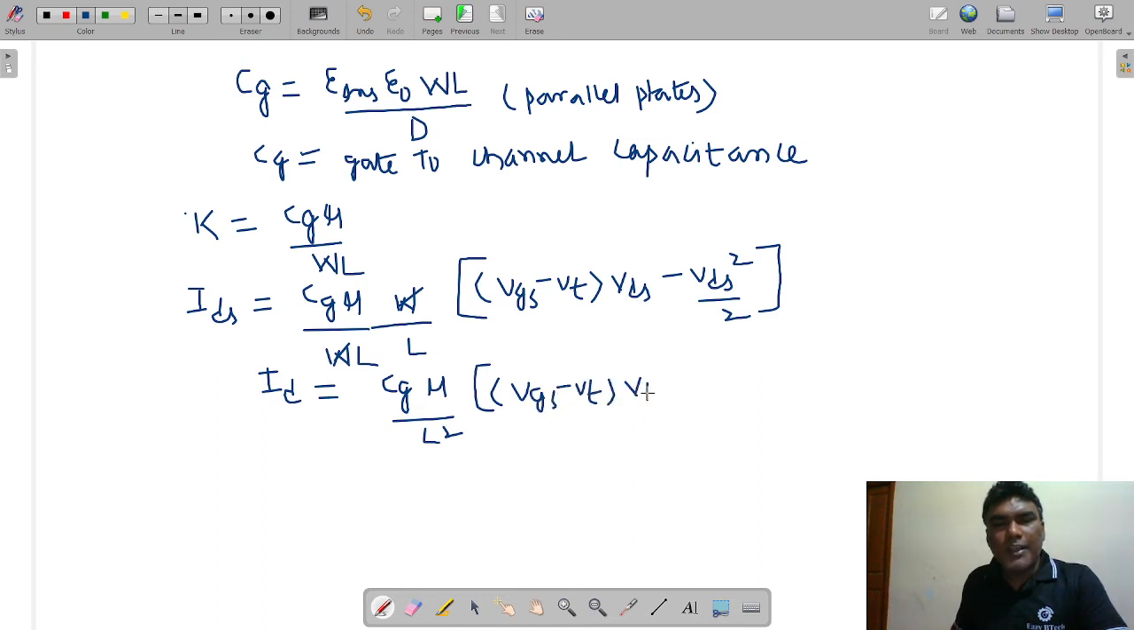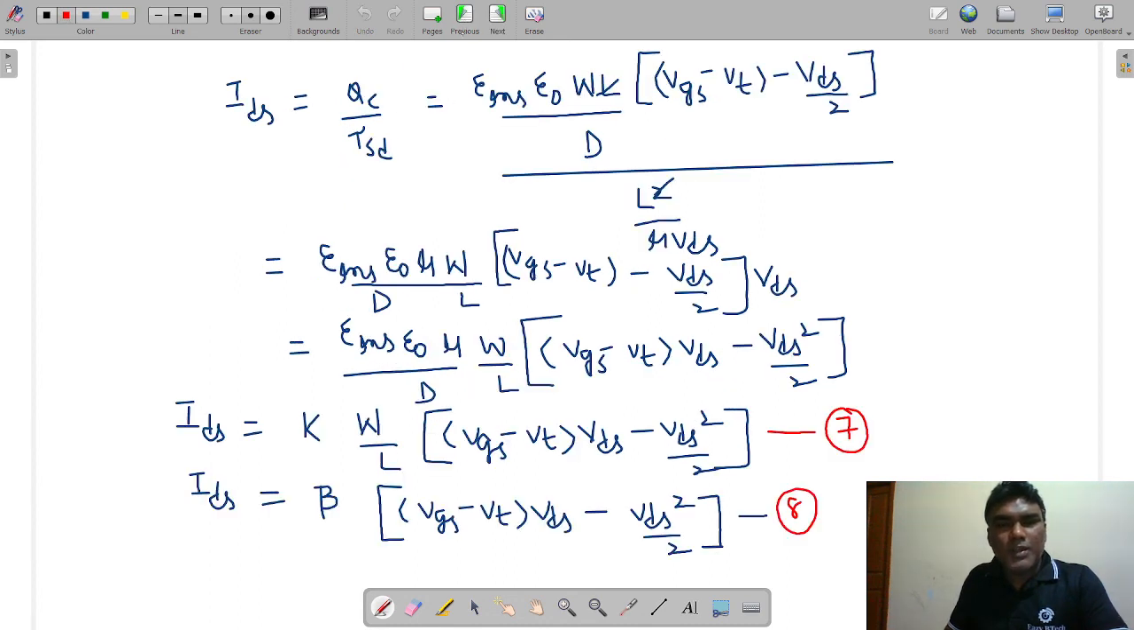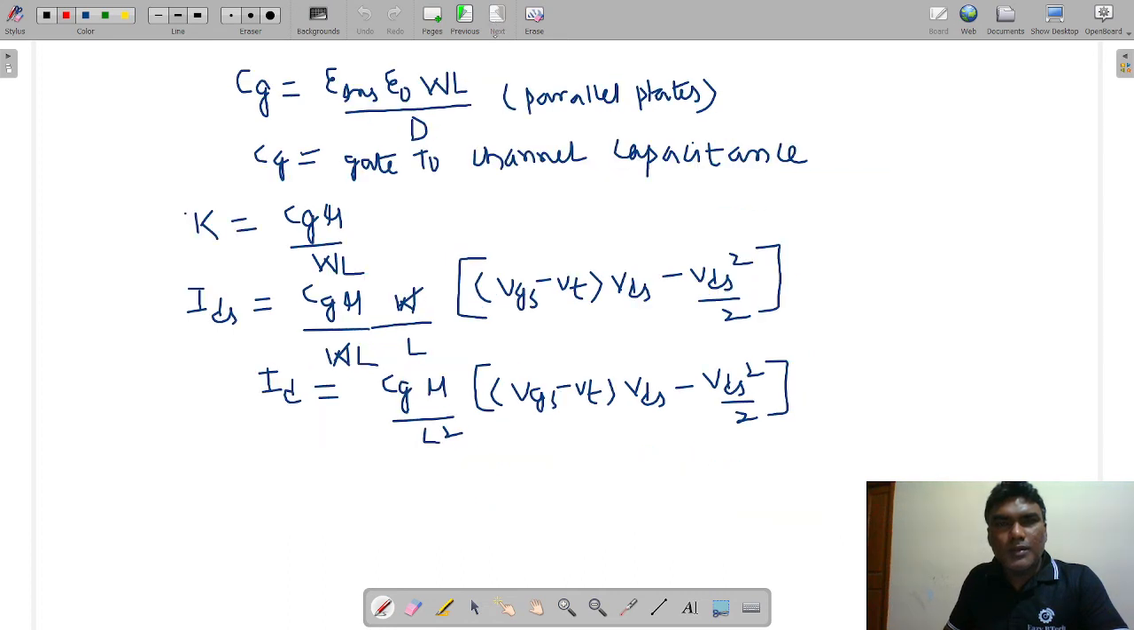This is the current equation in terms of gate to channel capacitance, VDS square by 2. Let us take this equation number. You can see the equation number 8. Now it is equation number 9. This is equation number 9.